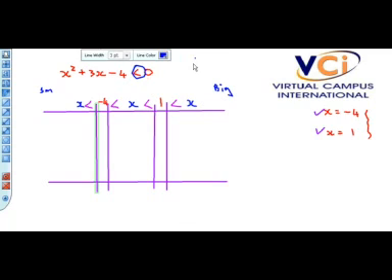Then you'll remember the original brackets were x plus 4 and x minus 1. Yep. And that's what you're going to write there.